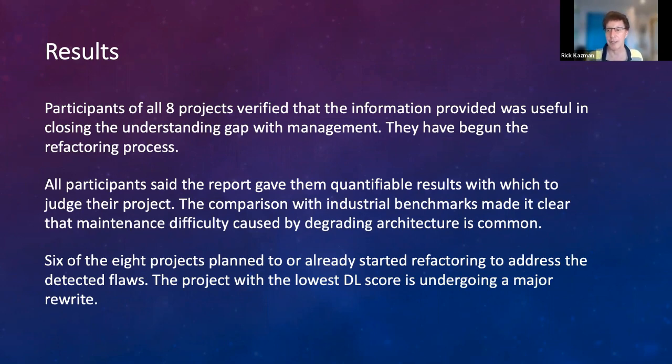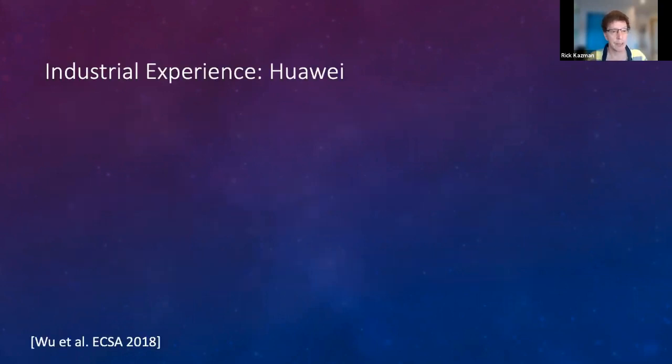6 of the 8 projects immediately began refactoring based on these recommendations. And they said that the results gave them numbers, gave these quantifiable results where they could judge their projects compared to other projects. They could figure out how much penalty they were paying by the architecture degradation. And one of the projects, the project with the lowest DL score, the one that I alluded to earlier with the DL of 29%, is undergoing a major rewrite.